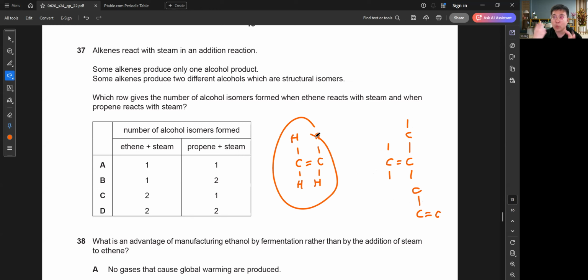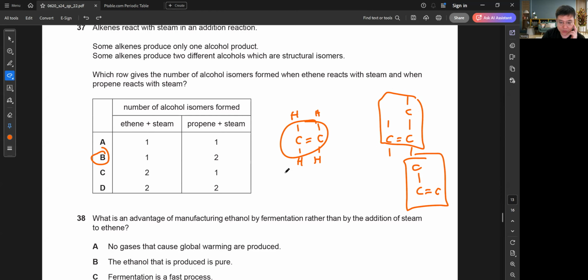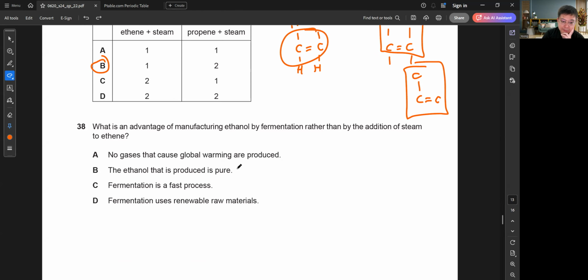Whereas this one, there's no way to change the arrangement. So therefore, the answer is B, because this one has one arrangement, two arrangements. This one can only have one arrangement. So the answer is B.